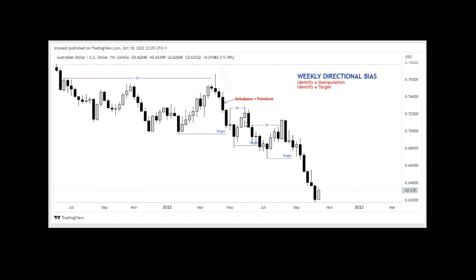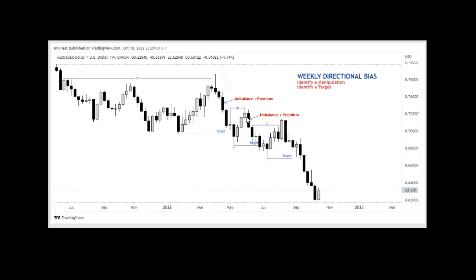So when those are identified once again, we expect the next weekly candle to be bearish, bearish, bearish until we clear the sell side liquidity. And once again, we have this manipulation by this candle. We expect the next candle to be bullish. When we identify this manipulation, we identify an imbalance into this premium zone here. You can see an imbalance.